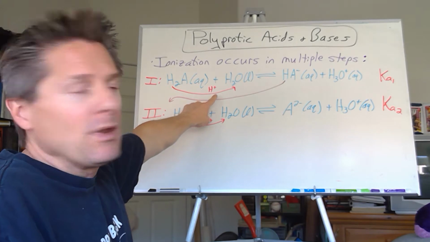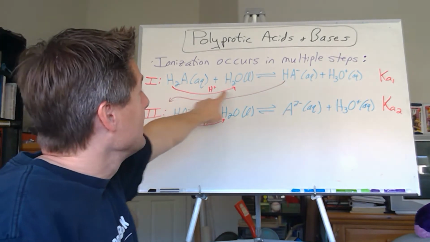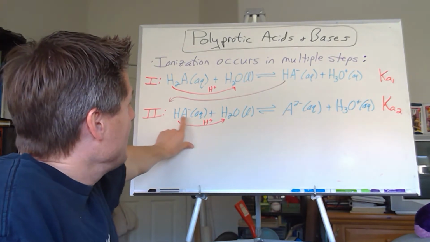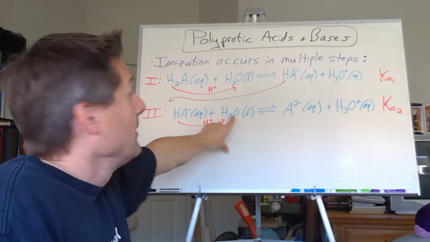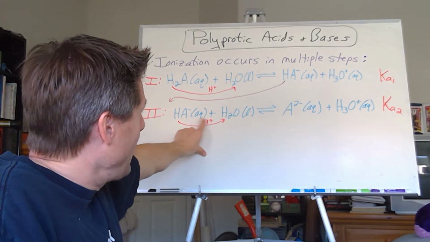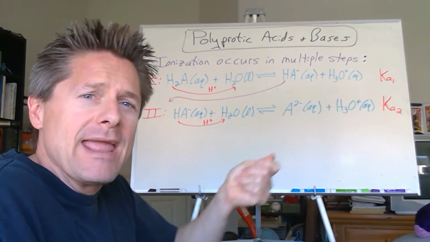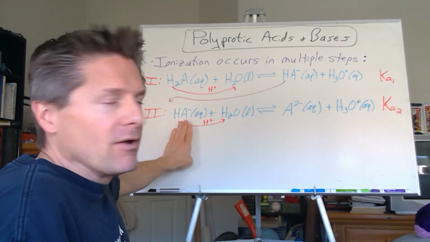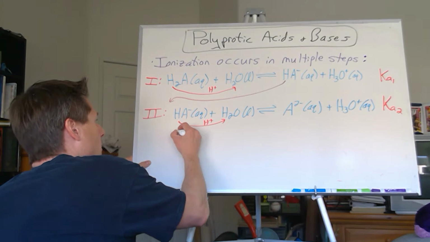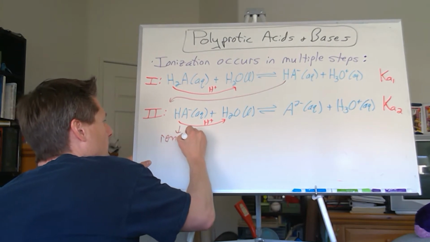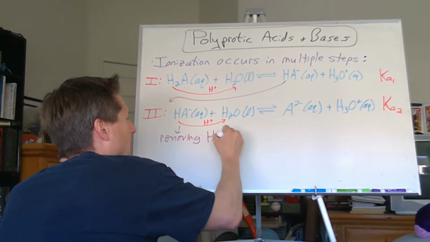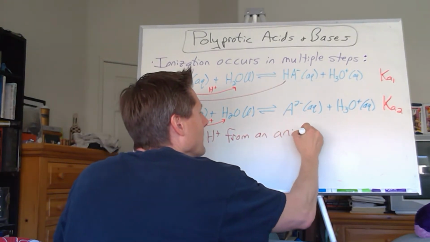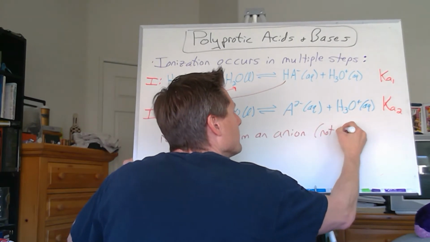Here we're taking that H plus from a neutral species and bringing that over to water. Here we're taking that H plus from an anion over to water. See the positive and minus? It's going to be a lot harder to rip that H plus away from an anion than it is for that. That makes this a very, very weak acid. All right, so here we're removing H plus from an anion. That's not favorable.